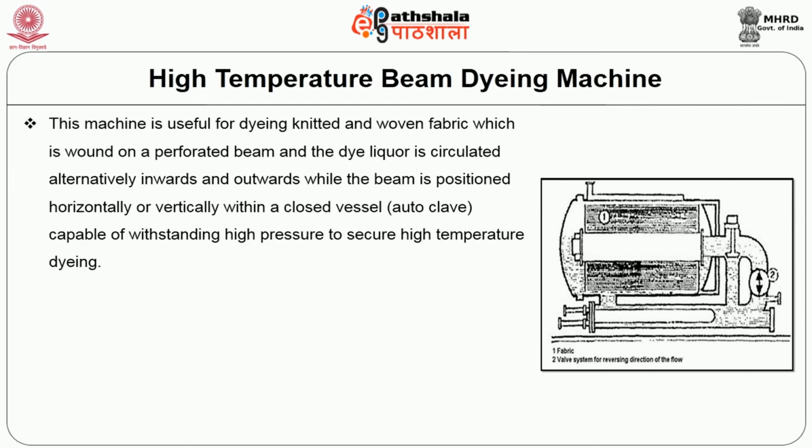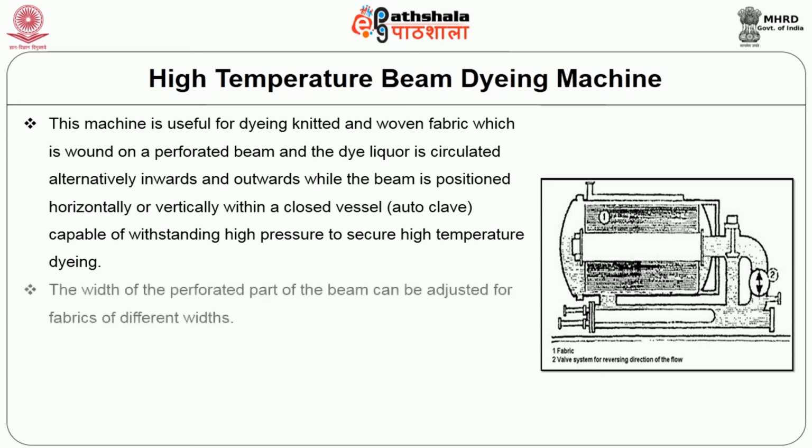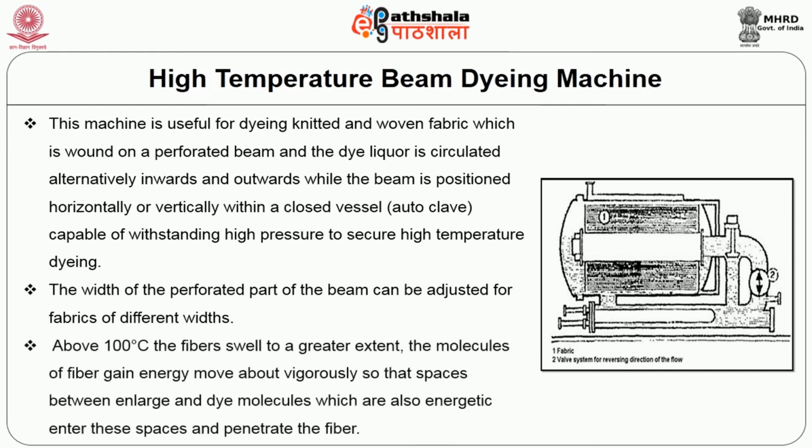This machine is useful for dyeing knitted and woven fabric, which is wound on a perforated beam, and the dye liquor is circulated alternately inwards and outwards while the beam is positioned horizontally or vertically within a closed vessel, that is the autoclave, capable of withstanding high pressure to secure high temperature dyeing. The width of the perforated part of the beam can be adjusted for fabrics of different widths.